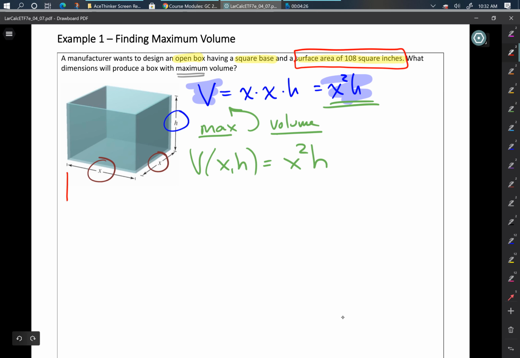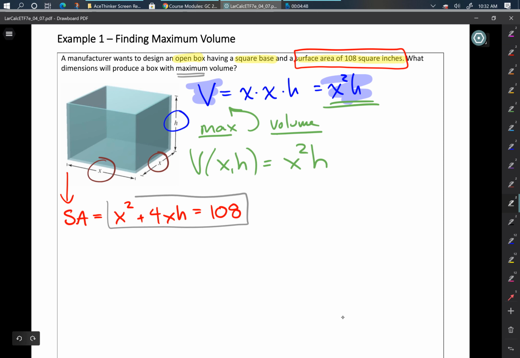If I think about that, surface area is the bottom plus the four sides. So it's the bottom, which has an area of x squared, plus four sides. All the sides are the same, they're all x by h. And that has to be exactly 108. Now I have an equation on those two variables that I'm going to be able to use to do a substitution.